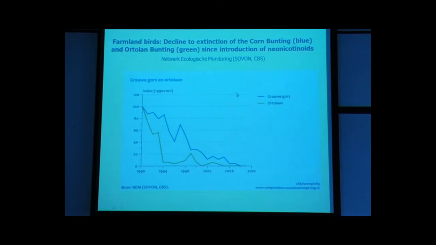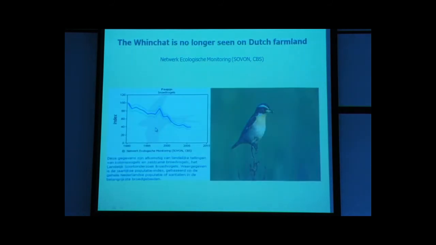And what we see in the Netherlands is a decline of farmland birds. Here you see data for the corn bunting, the blue line, and the ortolan bunting since the introduction of neonicotinoids in the early 1990s. In fact, these two bird species are now extinct. The wheatear is no longer seen on Dutch farmland.